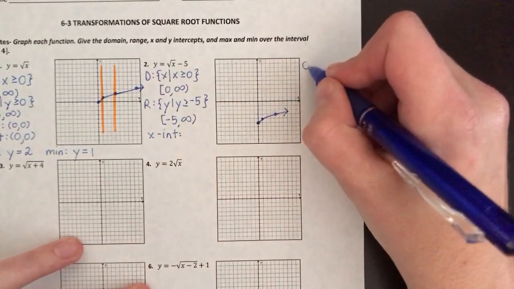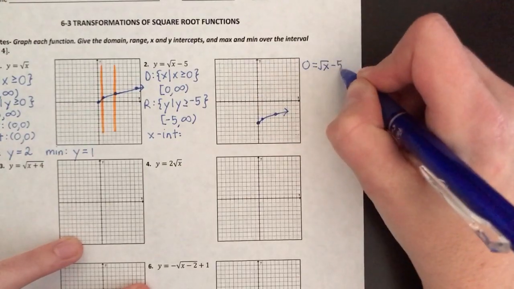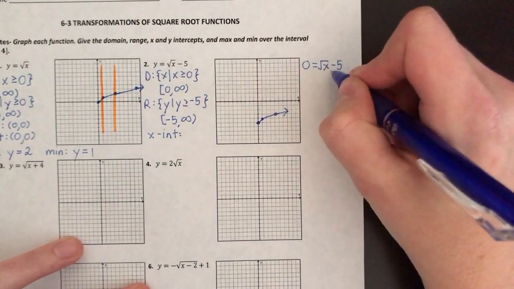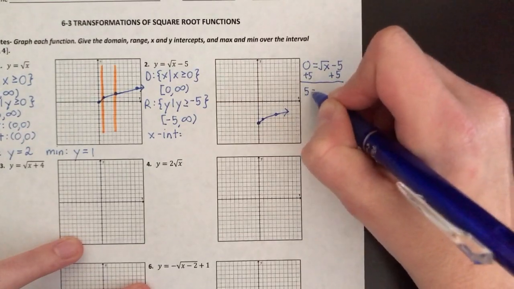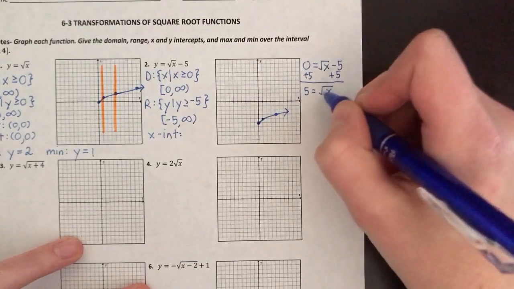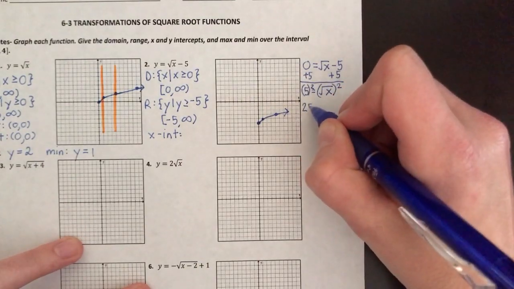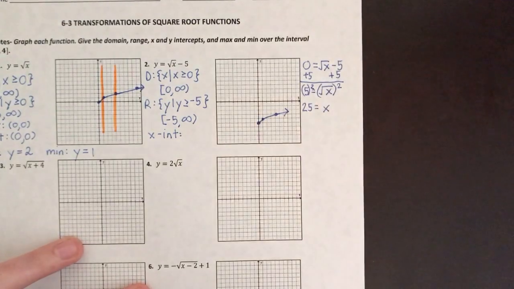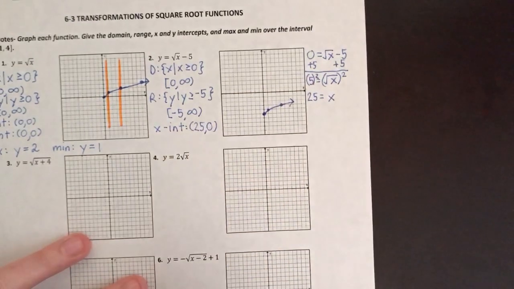So if I plug in 0 for y here and solve, I would add 5 to each side. So 5 equals the square root of x. To get rid of the square root, I would square each side. So 5 squared is 25. And so I've solved for my x-intercept. So my x-intercept is (25, 0).